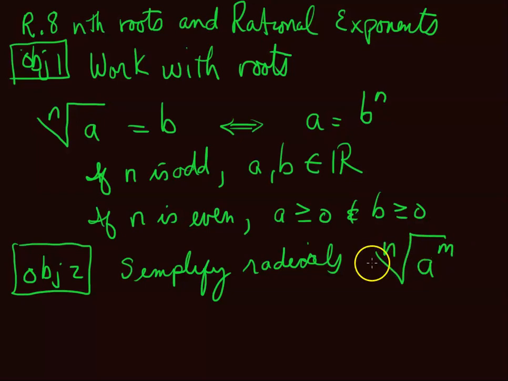For a radical to be simplified, m must be less than n. The exponent for the radicand must be less than the index. Also, m and n can have no common factors. M can't be 2 and n 4, because we could then reduce that and take out that common factor.